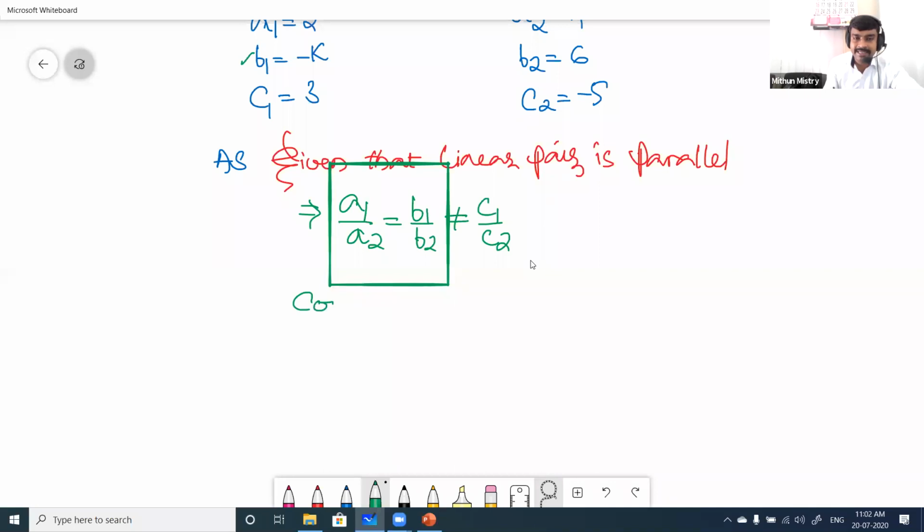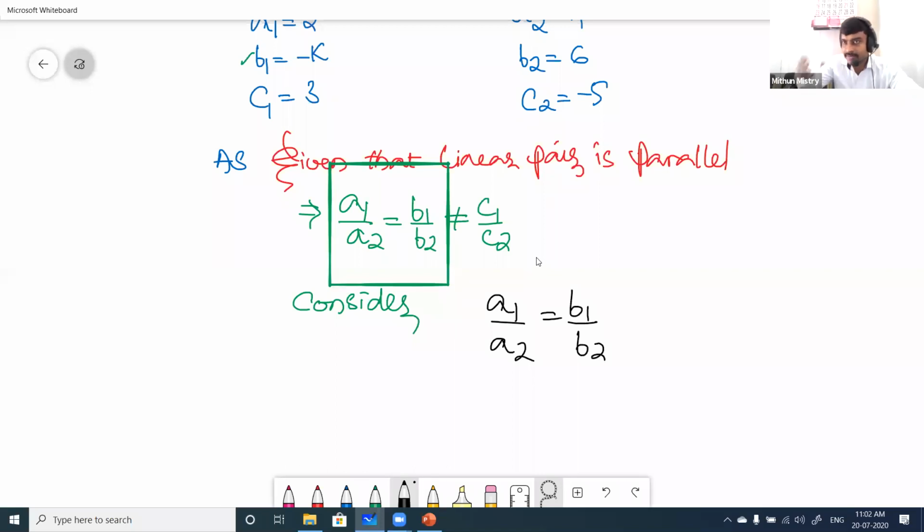Let me write that again. Consider A1 by A2 is equal to B1 by B2. Now substitute, find, and tell me what is B1. Make K the subject. Some people are giving 6, third one 6. Minus 3, definitely.